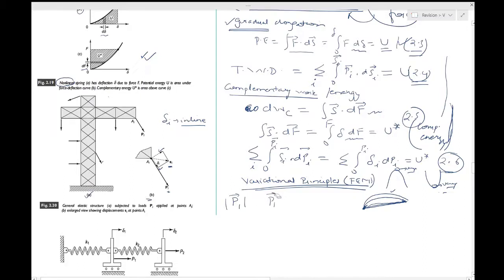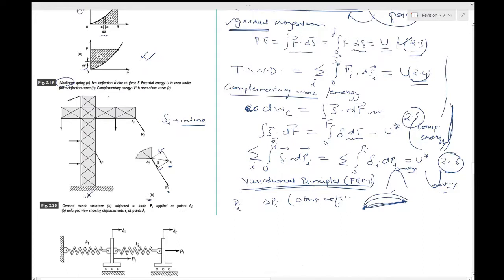Sorry, the direction is fixed. We are not changing the direction, so I'm only writing it as a scalar over here. So Pi has an increment delta Pi, and all others are fixed. Meaning, if you have say 4 loads P1, P2, P3, P4, then P2 becomes P2 plus delta P2, but everything else remains the same. And clearly, it acts at the points A1, A2, A3, A4, and so on. So this is what we mean by an increment delta Pi, while all other loads remain the same.